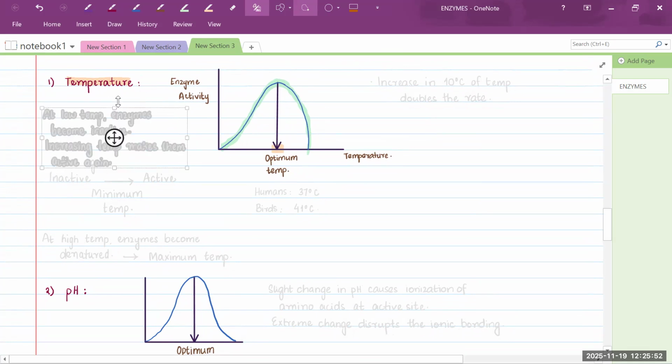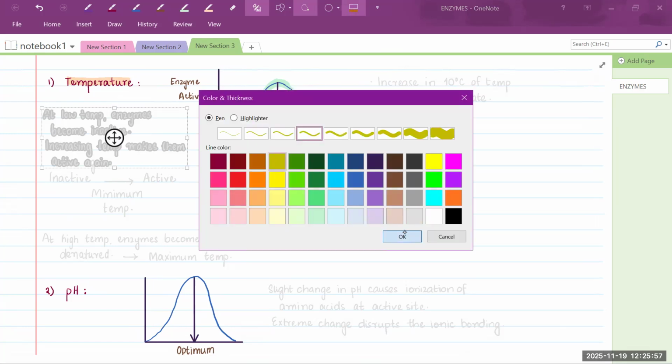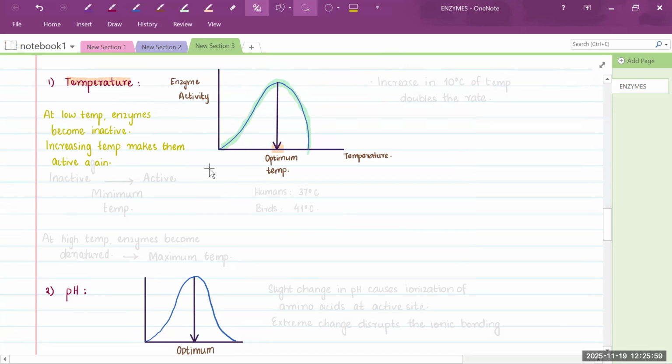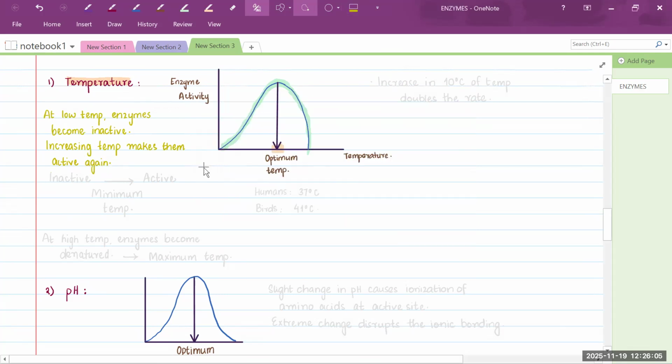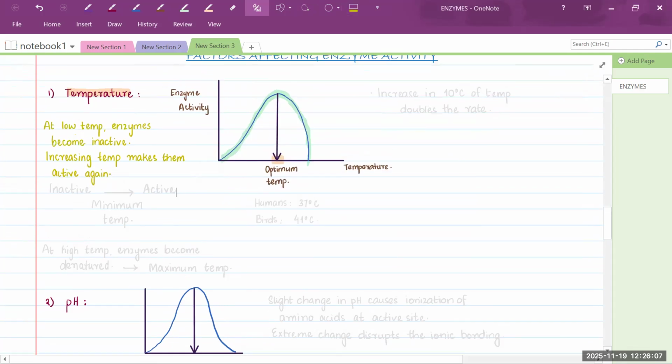We can say they become inactive. That does not mean that they are destroyed. Inactive does not mean that they're destroyed. Increasing the temperature again will make them active again. They are not denatured, as we say.